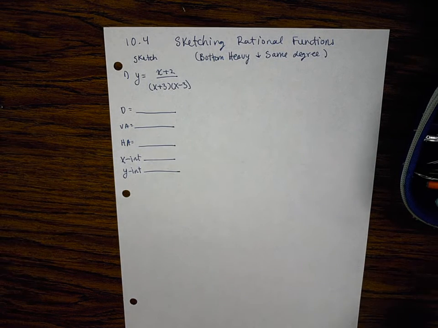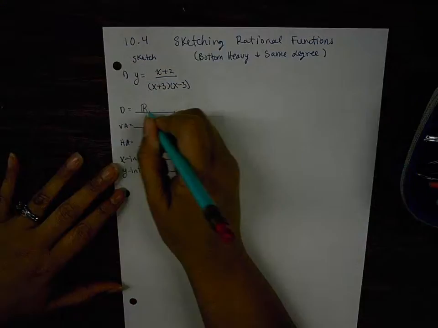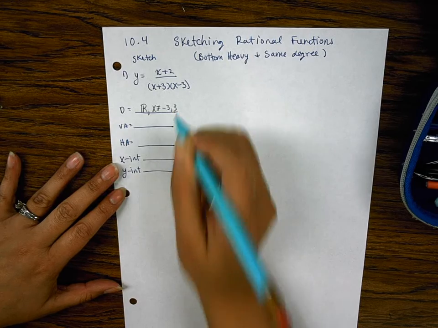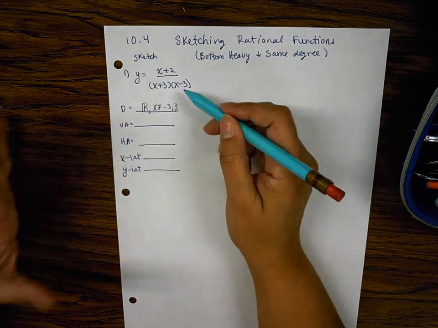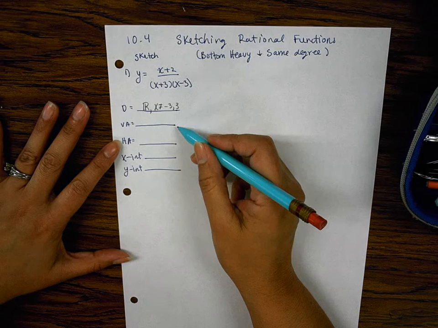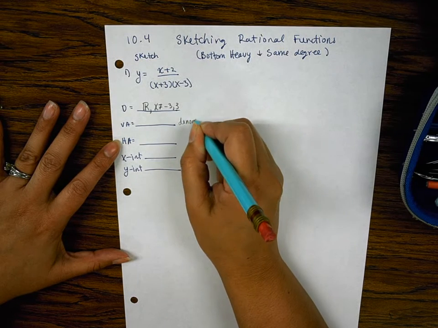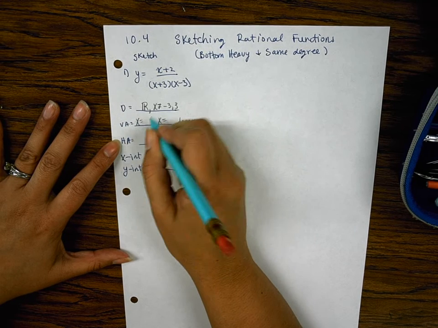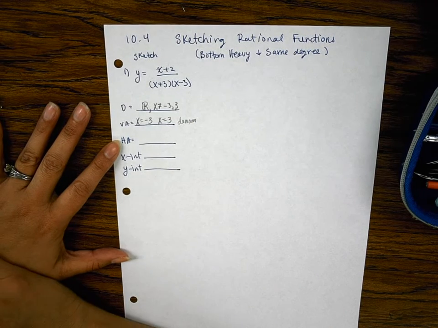It's all reals except for what would make the bottom 0. So all reals such that x cannot equal -3 and +3. And there's no reducing, so I go on to vertical asymptotes. When we're doing vertical asymptotes, we look at what makes the bottom 0. And there's two different values, and we make two separate equations. X equals -3 and x equals +3.